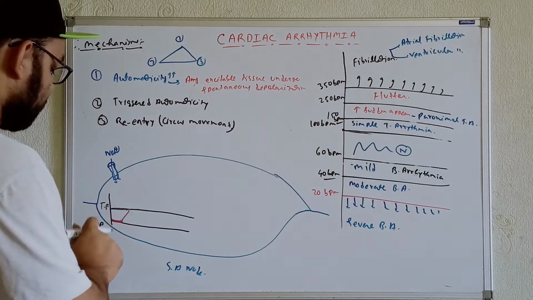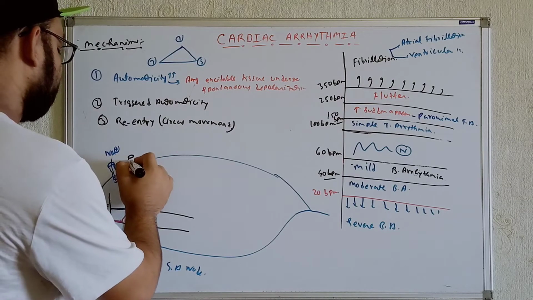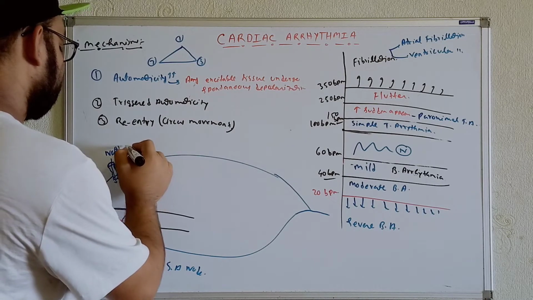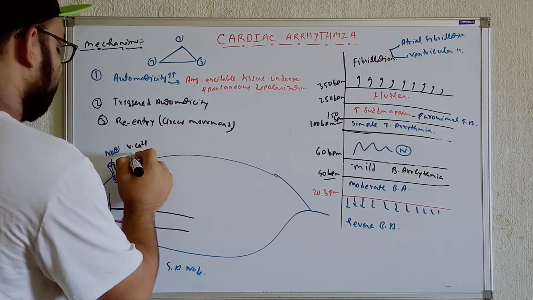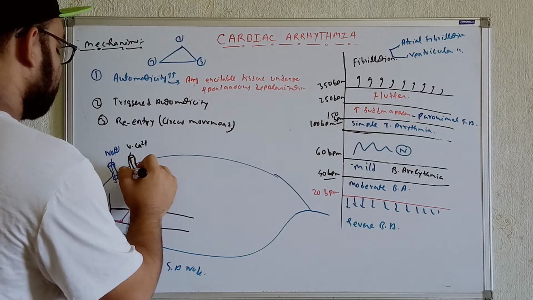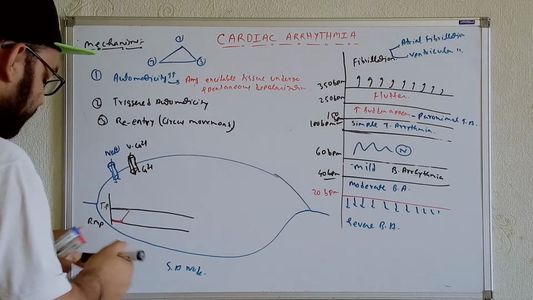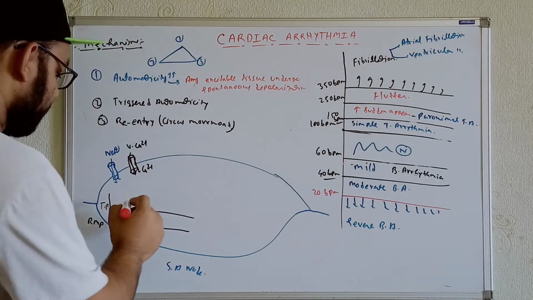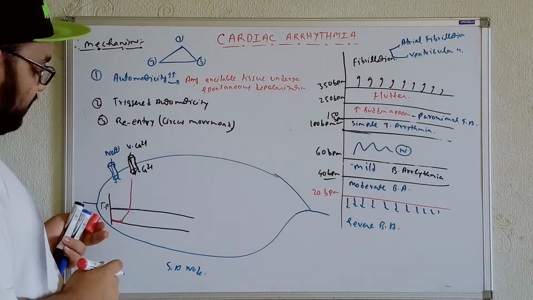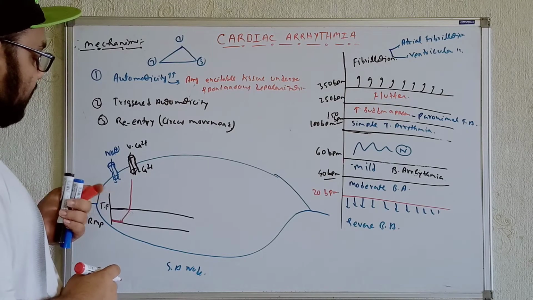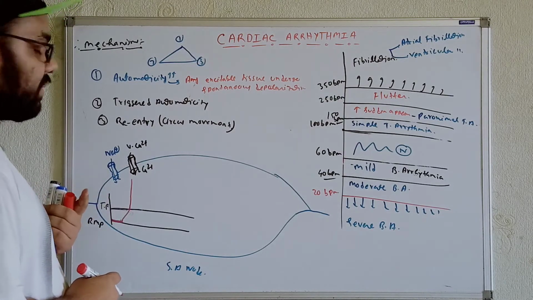So whenever it reaches the threshold potential, those voltage sensitive calcium channels will be opened, and we will see an influx of calcium. As a result, we will see the depolarization. In this way we get the depolarization, which is acted on by the voltage sensitive calcium channels.